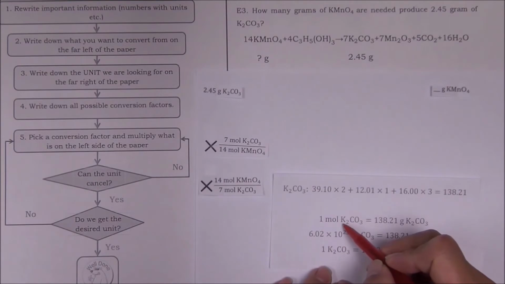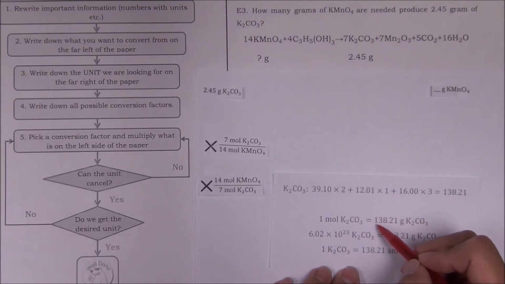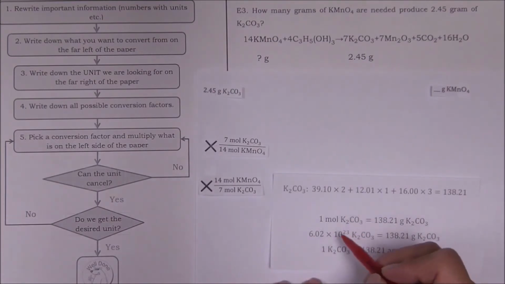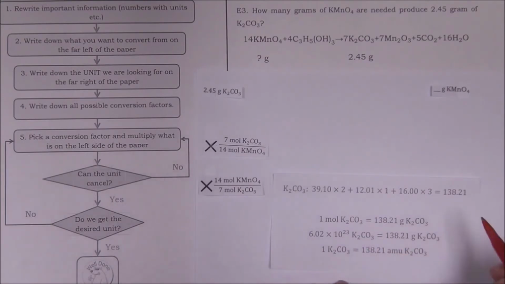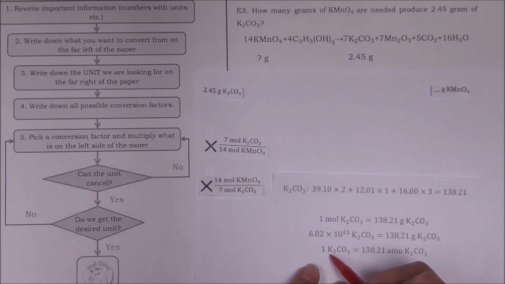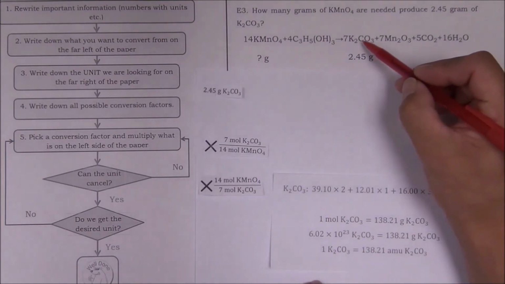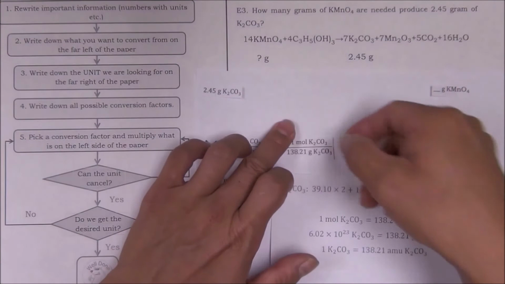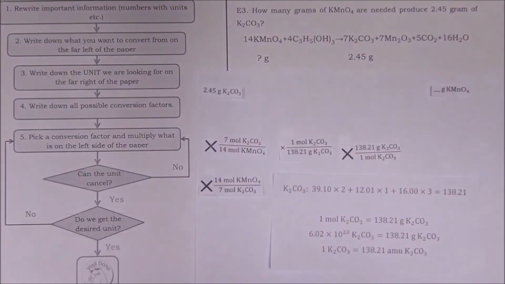For every mole of potassium carbonate, the mass is 138.21 grams. If you have 6.02 times 10 to the 23rd potassium carbonate, the mass is 138.21 grams. This number is Avogadro's number. It also means if you have 1 molecule of potassium carbonate, the mass is 138.21 atomic mass units. Because we want to convert gram into moles, we need conversion factors from the first equal relationship. And there are the 2 conversion factors we can get from this equal relationship.